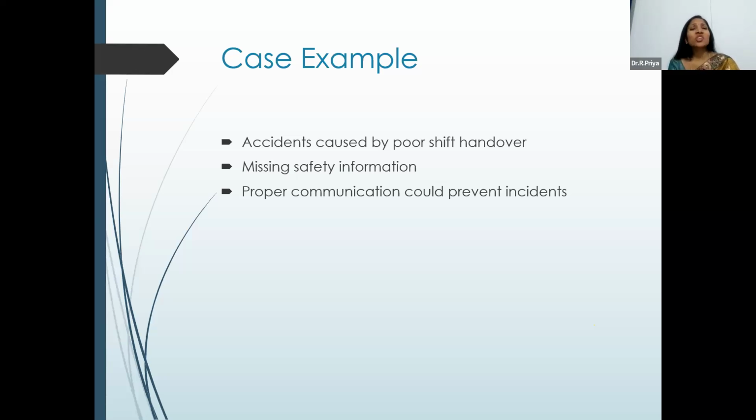Structured handover protocols, clear documentation, a checklist, and a verbal briefing can prevent accidents by ensuring the next shift is fully aware of hazards. Example, implementing a handover checklist that includes safety issues, ongoing repairs, and pending inspections can prevent miscommunication and reduce accidents. So, in this case it highlights that effective communication, especially during shift changes, is essential for preventing workplace accidents and maintaining a safe work environment also.